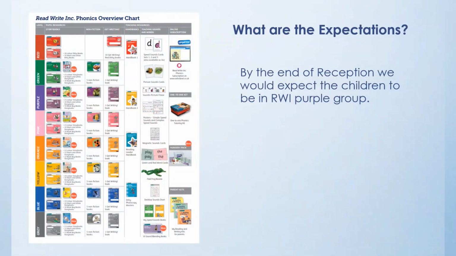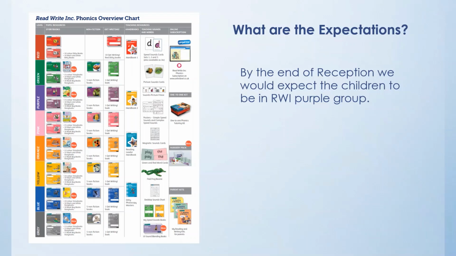So what are the expectations? By the end of reception, we would want children to be in a Read Write purple group. On the left of this phonics overview chart, you can see the different colours in Read Write.